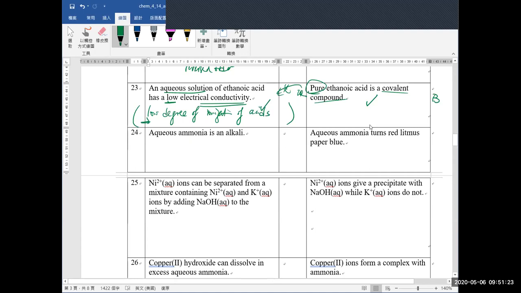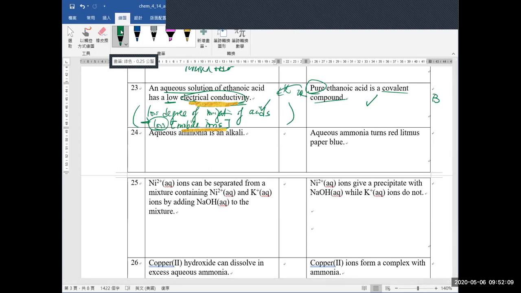But what affects the electrical conductivity? Yes, the concentration of mobile ions, which results in a very low concentration of mobile ions. Remember, it's not just to say a small number of acid ions. Remember the linkage: electrical conductivity is linked with the concentration of mobile ions. You need to link those two.